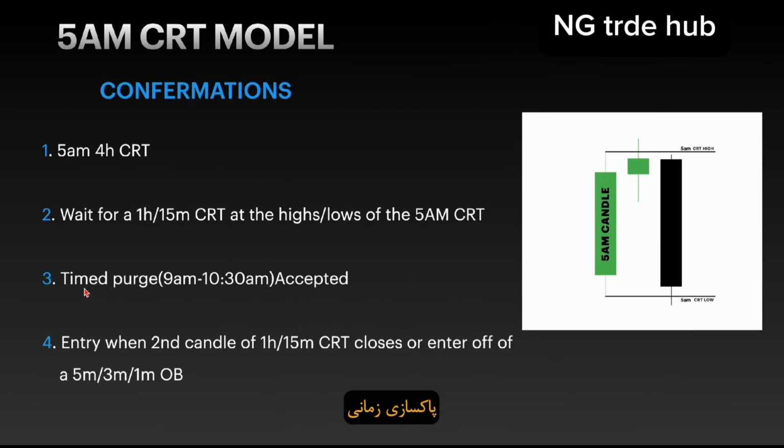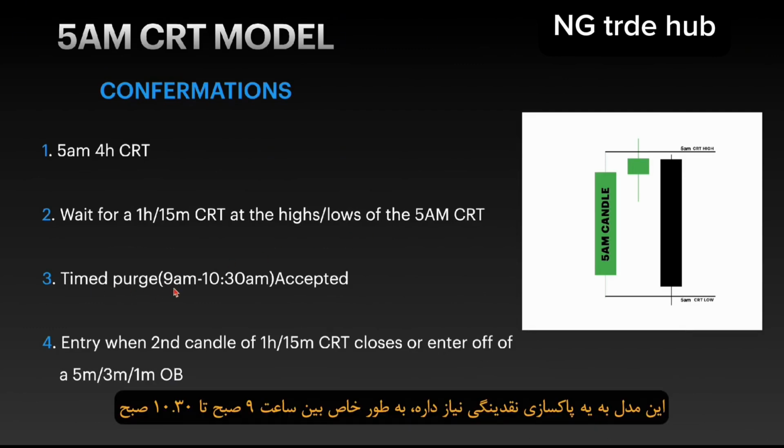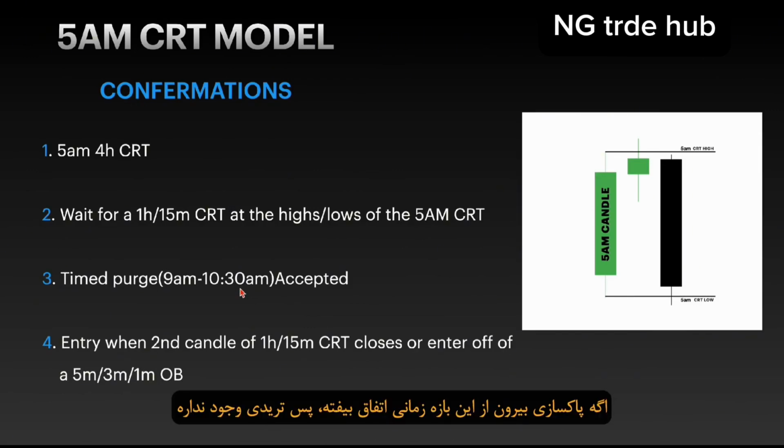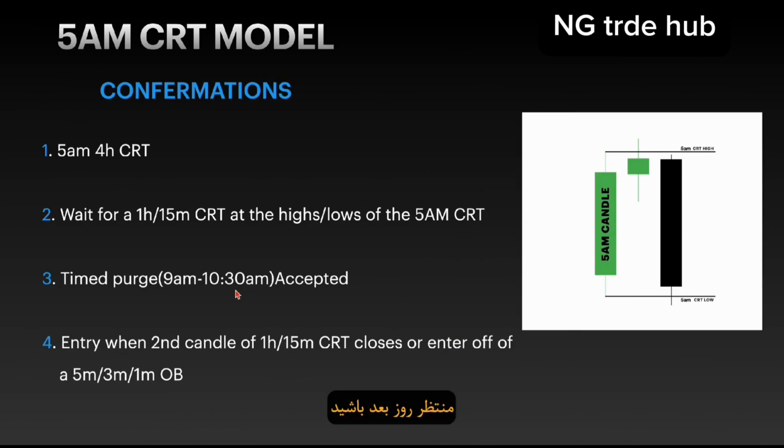Number 3, the timed purge. The model requires a liquidity purge, specifically between 9 a.m. and 10:30 a.m. This third confirmation is the price purging one end of the 5 a.m. CRT range during this specific time window. If the purge occurs outside the time window, then there is no trade, and you wait for the next one.